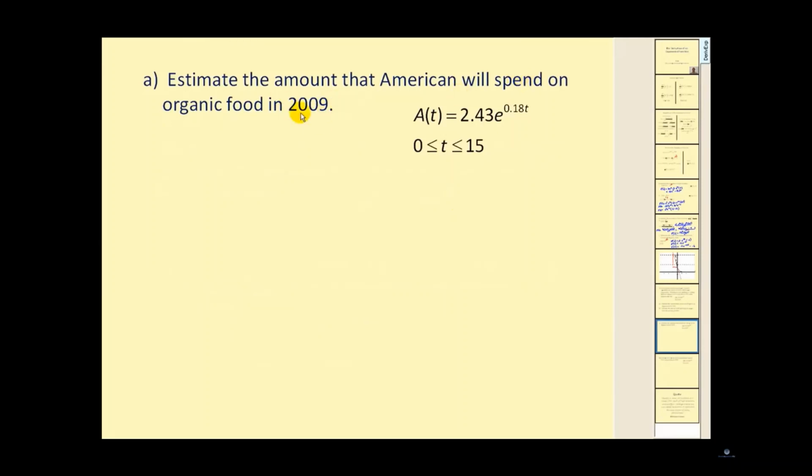So the question is, what value of t are we going to use? Well, based upon the question, 1995 was our base year. So we have to take our desired year and subtract 1995. This will give us 14. So this is not a calculus question. We just need to evaluate A at a value of 14 for t.